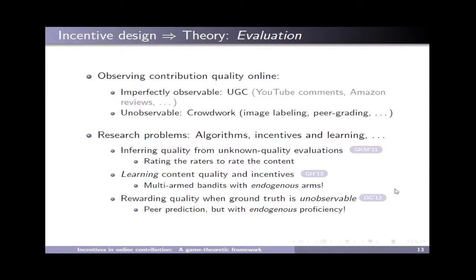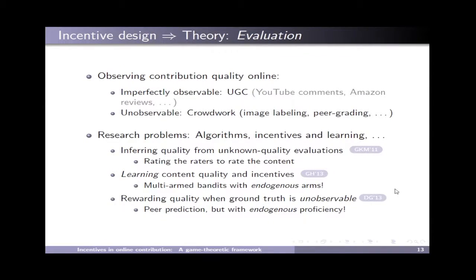There are questions regarding learning content quality and incentives. If the people who are producing the content have incentives in terms of how much attention they get, whether they produce content or not is going to depend on the learning algorithm you use to determine their quality. Because if you explore a lot, everyone's getting a lot of attention and they have incentives to contribute. So basically what this reduces to is a multi-armed bandit problem, but where the arms of the bandit are produced in response to the incentives created by the algorithm itself.